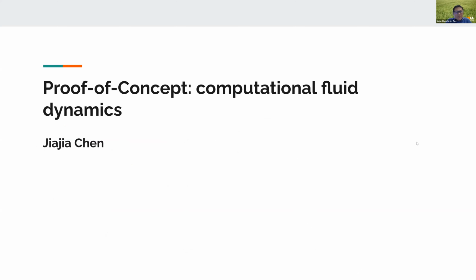So hi, I'm JiaJia. I will introduce you, as Greg mentioned, our first step of the modeling process: to develop a computational fluid dynamics model to simulate the flow field in these simple bioreactors. Next slide, please.